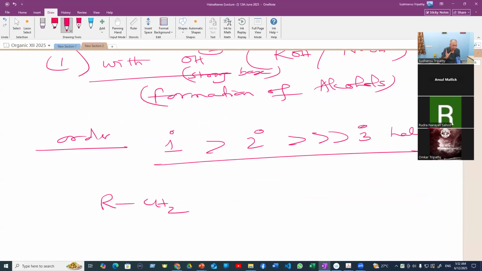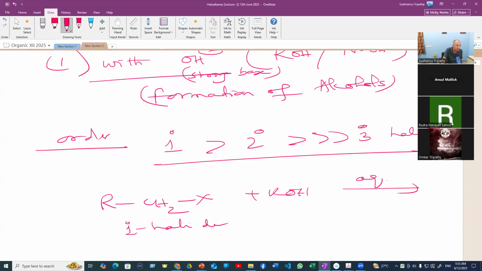2 degree is mixed up. Still, elimination has the upper hand, but there will be appreciable substitution product. 3 degree will be wiped out completely, elimination will be the exclusive product. So that is why I am deliberately taking 1 degree halide, and I am taking KOH.